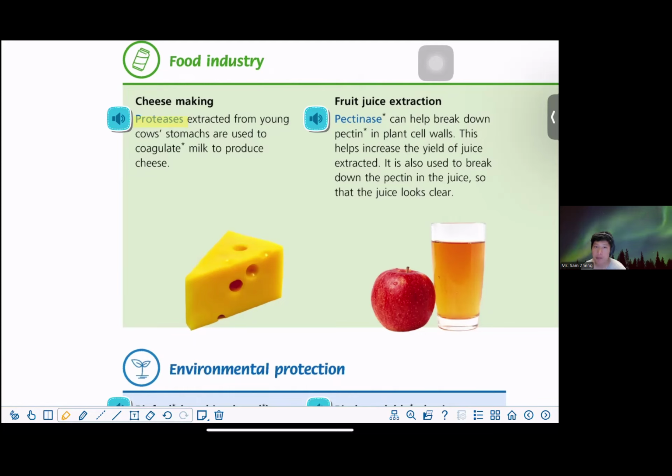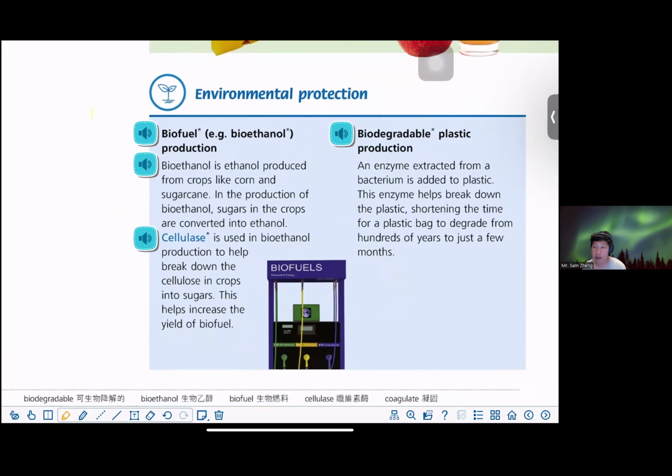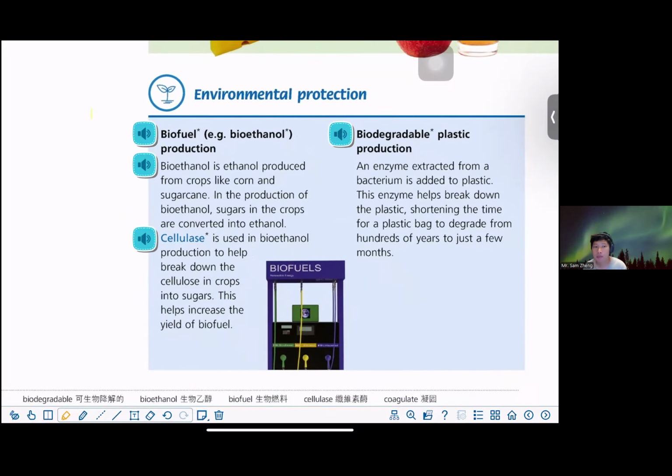And apart from that, when we try to extract the juice from the fruits, we will also add some enzymes into it so that we can break the plant cell wall. In this case, this can help us to increase the yield of the juice extracted. Then, for example, in environmental protection, we will add cellulase, a type of enzyme used to produce bioethanol.